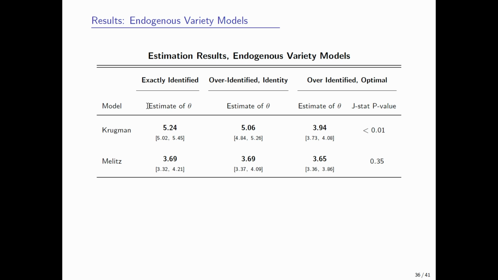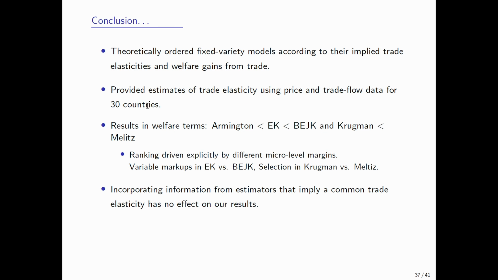That is to say, the model that has fewer margins gives the higher trade elasticity estimate, and the model with more margins gives you the lowest. Okay? That's it. So what's the number? No, I'm just kidding. There's no number.